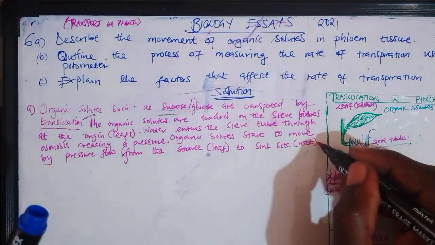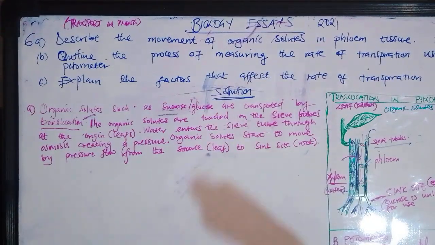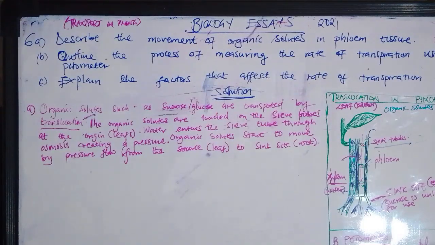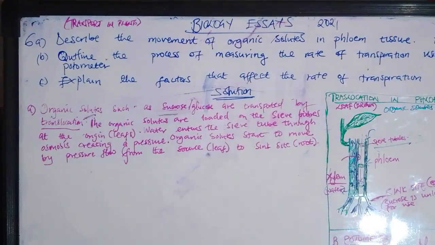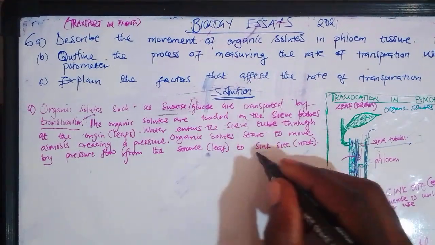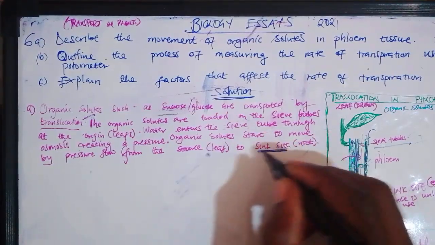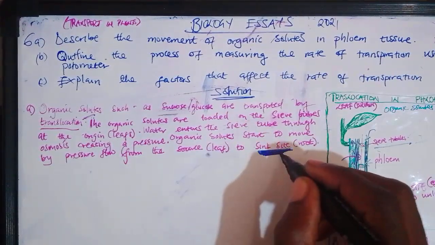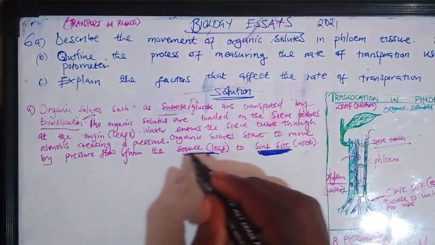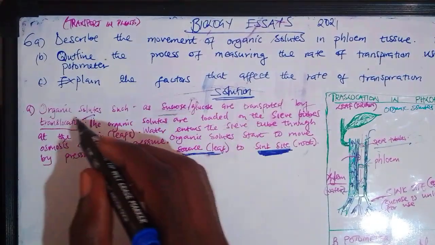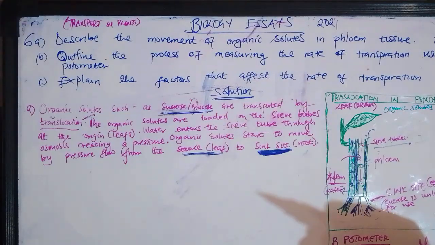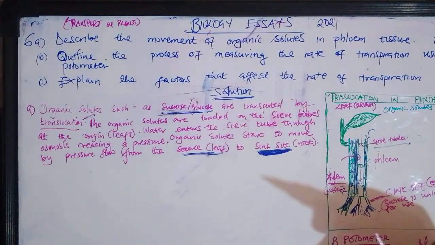Once you write like this, meaning you have described how organic solutes move in phloem tissue, you can get the entire 4 marks here. Why? Because you have mentioned sink site. So these terms I'm marking, they are very, very important for you to remember. Don't forget them. Sink site, source, what is being transported? Organic solute, which are glucose or sucrose.